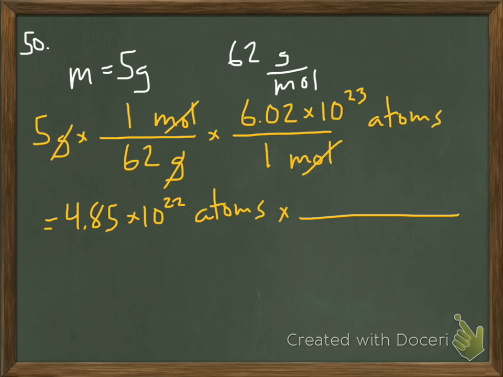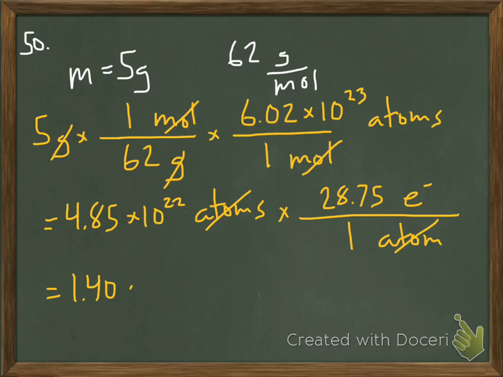Alright, so now we're halfway there. We have atoms. Now we got to find the number of electrons. So we have another conversion factor. It's given to us in the problem. They say that in one atom there are this many electrons, 28.75. So we cross out. Now we have electrons. We're still not done.